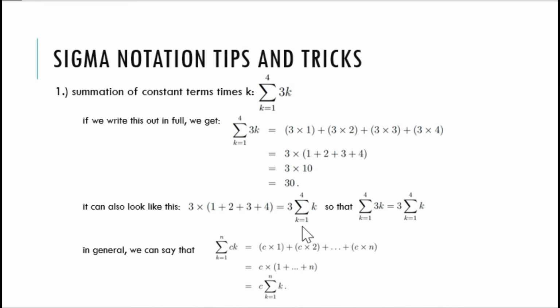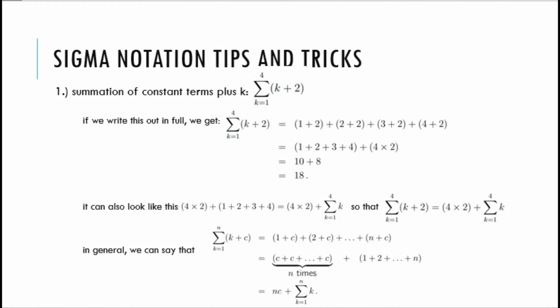So here we have the 3 at the right side, but now we can actually move it to the left side so that we arrive at this summation or sigma notation. So in essence, you multiply the value of c, or in this case 3, with the summation of the starting value until the ending value. So that would be 3 times 1 plus 2 plus 3 plus 4 for this particular problem.